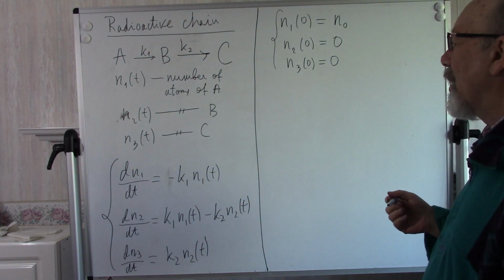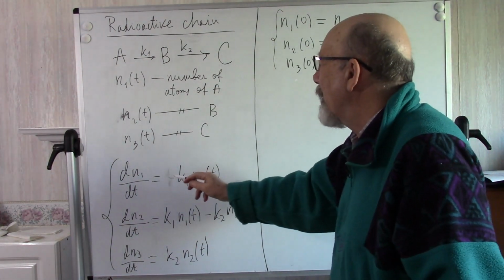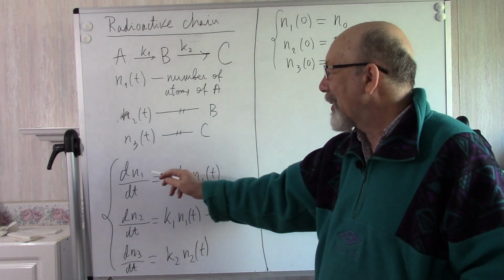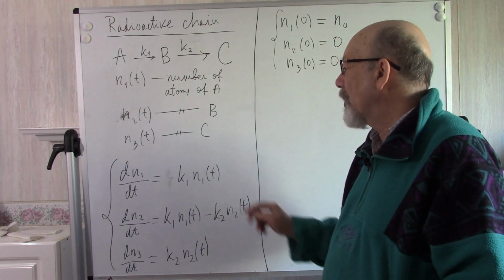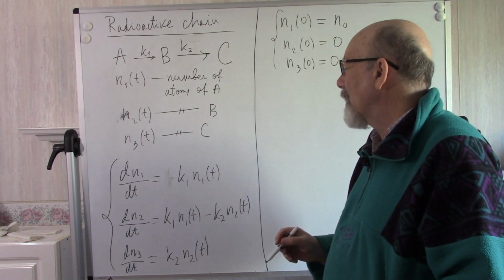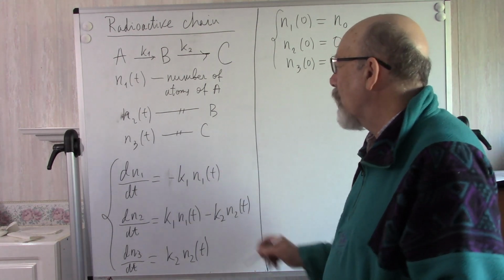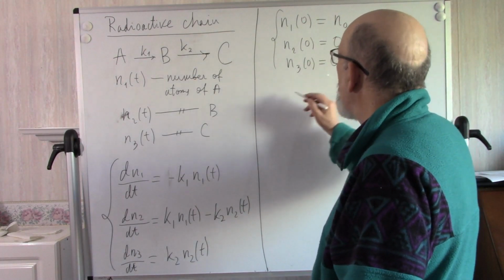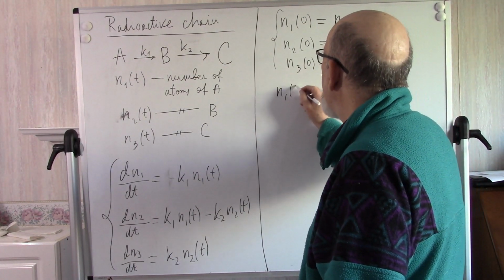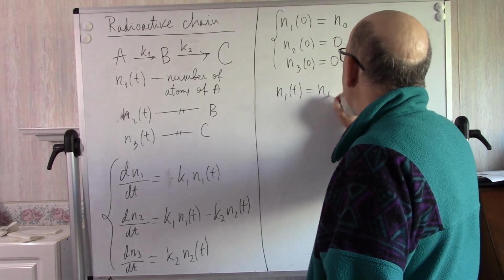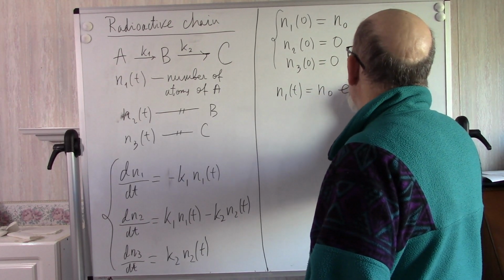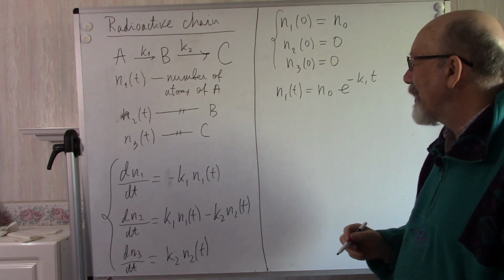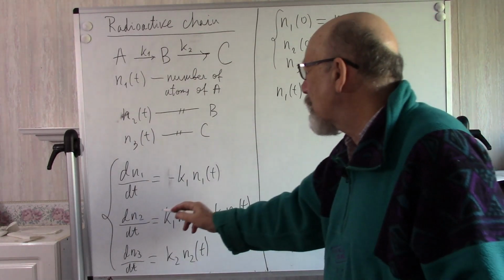Now what we observe: the first equation is an autonomous equation. The rate of change of N1 does not depend on N2 and N3, just on N1. So we have this equation and this initial condition, N1(0) equals N0. So we write N1(t) equals N0 e^(-k1 t). This is clear.